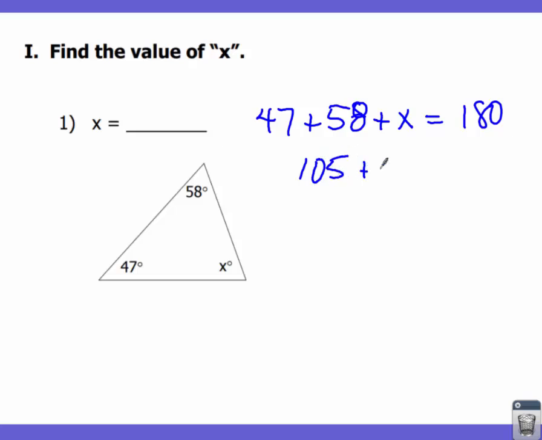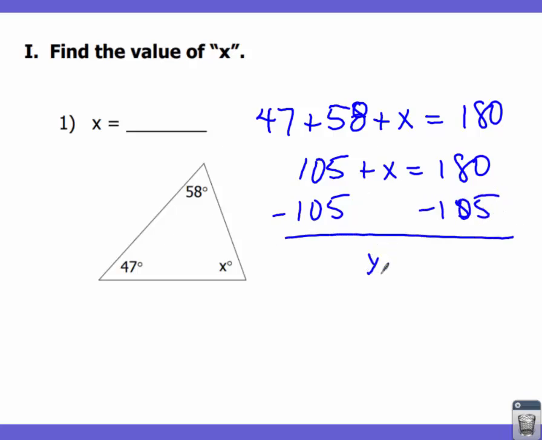So I get 105 plus x equals 180, because the first thing you do in an equation is see if you can simplify either side of the equal sign by putting like things together, like we did with the 47 and the 58. Now I need to get this x by itself, so we subtract 105 from both sides: minus 105, minus 105. We end up with x equal to 75 degrees. So the measure of this missing angle is 75 degrees.